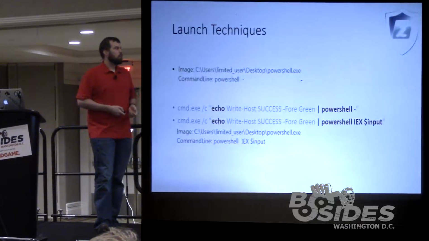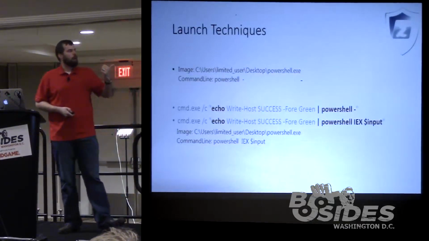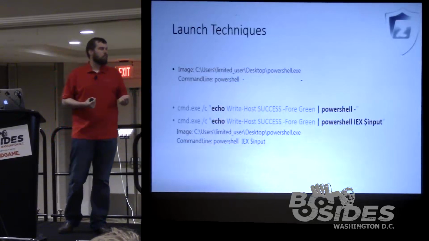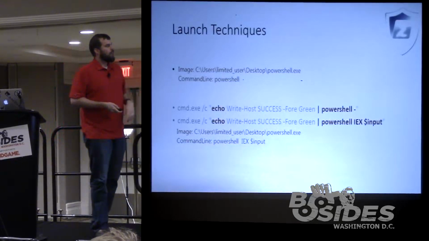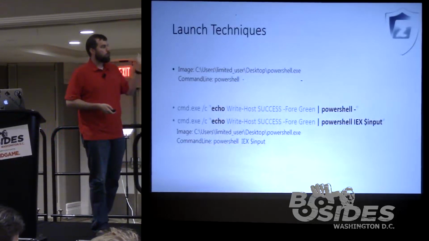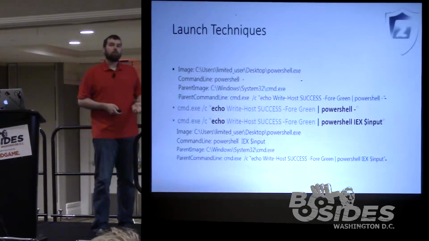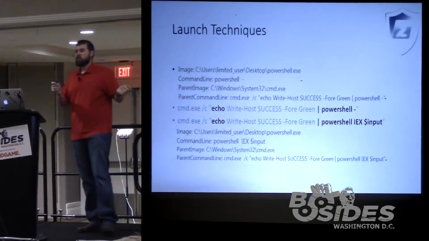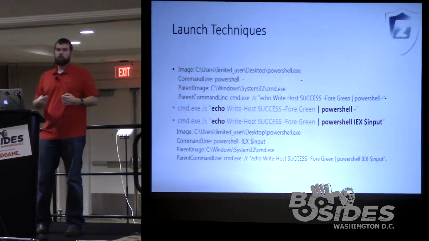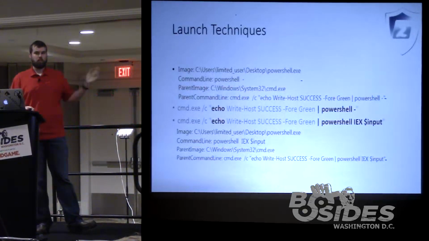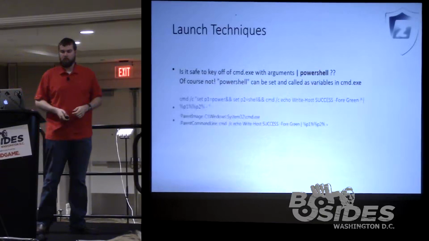Now, why might this matter? Well, as you can see at the top, PowerShell's arguments only contain that dash or that IEX input. But the actual command itself, if we were looking for Write-Host success foreground green, is actually in the parent process. So we've just shifted arguments into the parent process. So as a defender, if all your rules are based on PowerShell's arguments, then this might get by you.